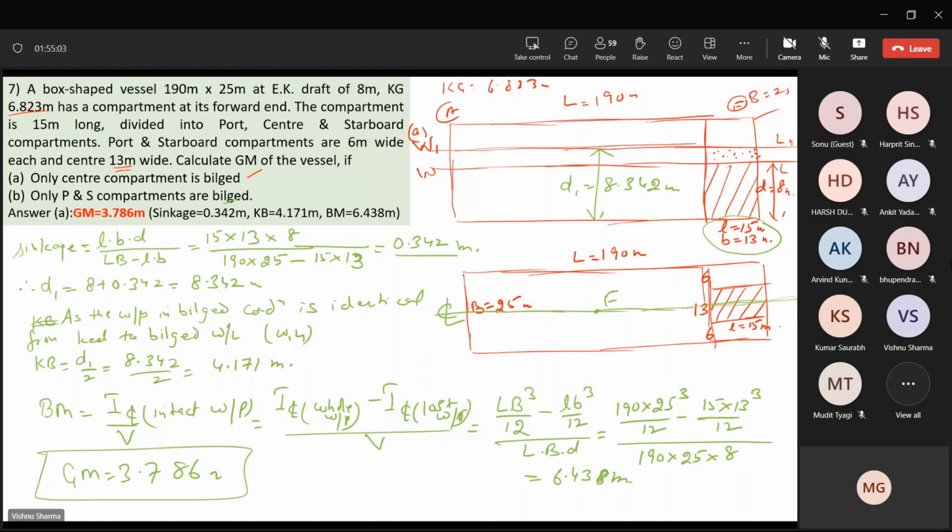Please review it. We have calculated the GM of a vessel after bilging when the bilged compartment is not located amidships, but the working has not changed. It has remained the same. The only thing is, it can be unnecessarily confusing if you are not familiar with this. GM is 3.785.